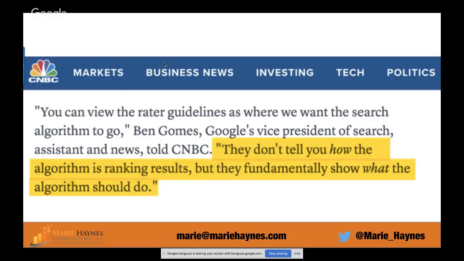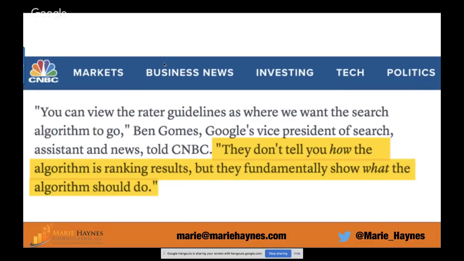And just to hammer that point in, this was from an interview with Ben Gomes, VP of Search at Google. He said the Quality Raters Guidelines don't tell you exactly how the algorithm is ranking results, but they fundamentally show what the algorithm should do. And that's really important. So there may be parts of the Quality Raters Guidelines that aren't yet in the algorithm, but these show you where Google wants to go.